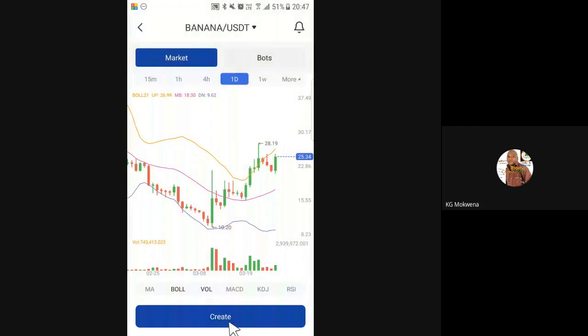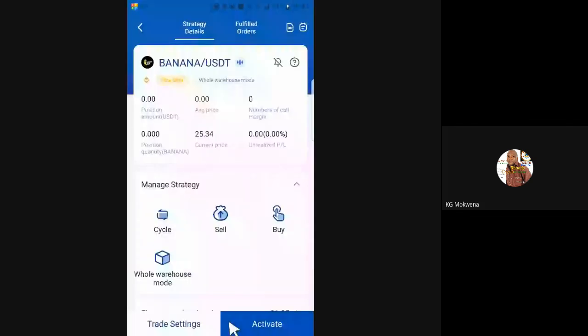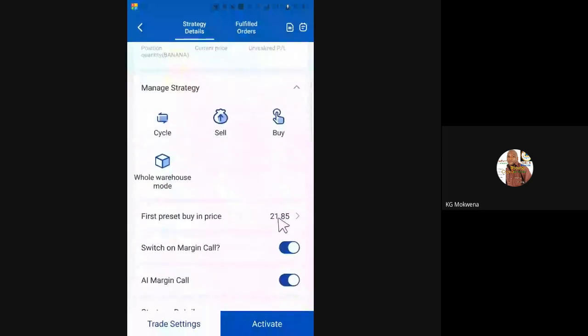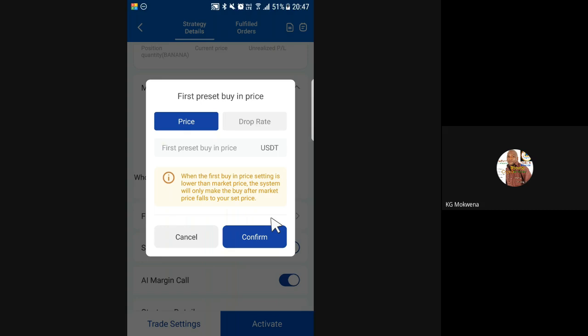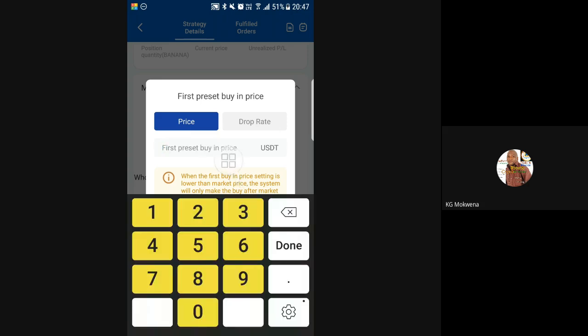I click create again, and then we are put through to the transaction page, and this is where we see a first preset buy-in price. We don't want $21. We want to buy at around $16. I've just collected profit there. I'm happy with the pump that happened today. So what price is that? The one that we want, remember, is $16.04. So we go with 16.04, business partners. That is the price that we want. We are done with that.